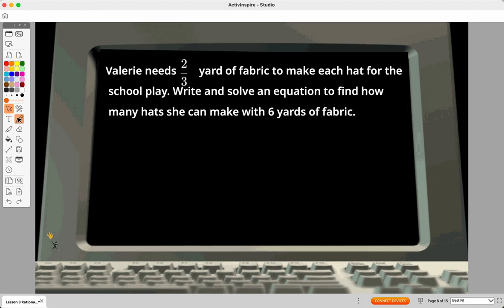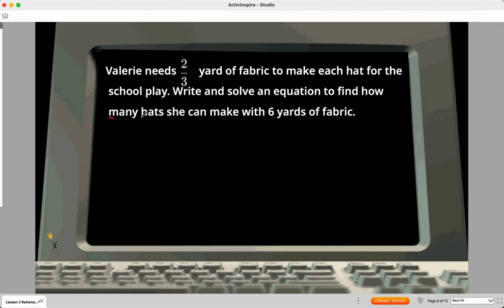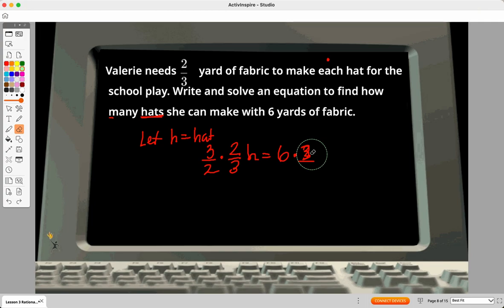First things first, let's find what she is trying to find out. How many hats? So let H equal hats. We know that each hat, so here's each, that's multiplication. That's 2/3 each hat times H, and 2/3 times H equals 6 yards. So we're going to multiply by the reciprocal, 3 over 2.